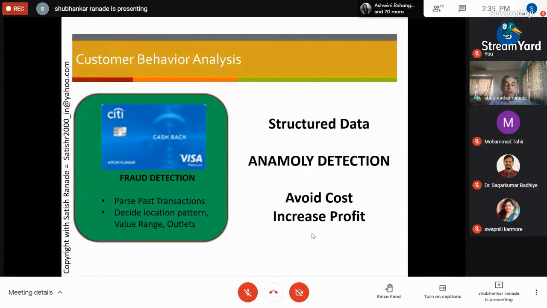I swiped the card, and in about 30 seconds, I got a call. So just imagine the powerful mechanism for processing such a huge amount of data in the backdrop, when I don't even know what's happening when I swipe the card.